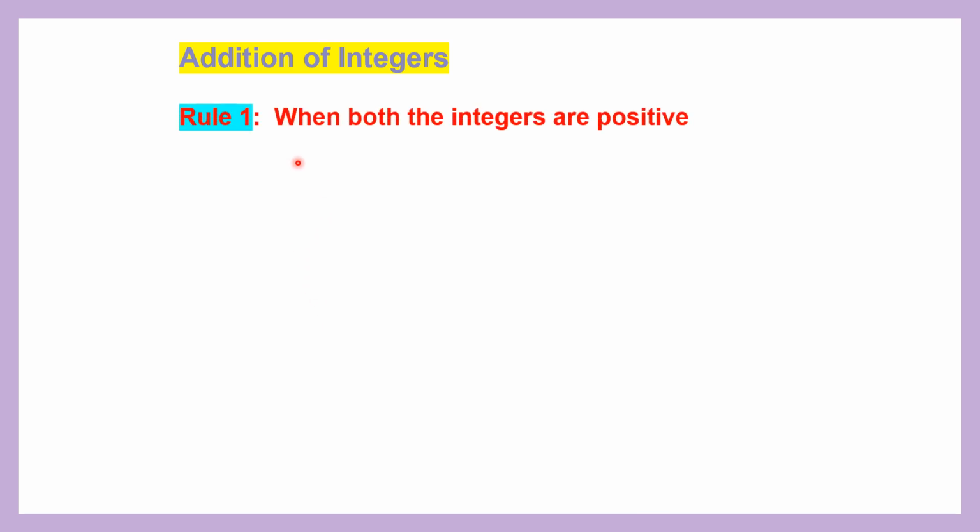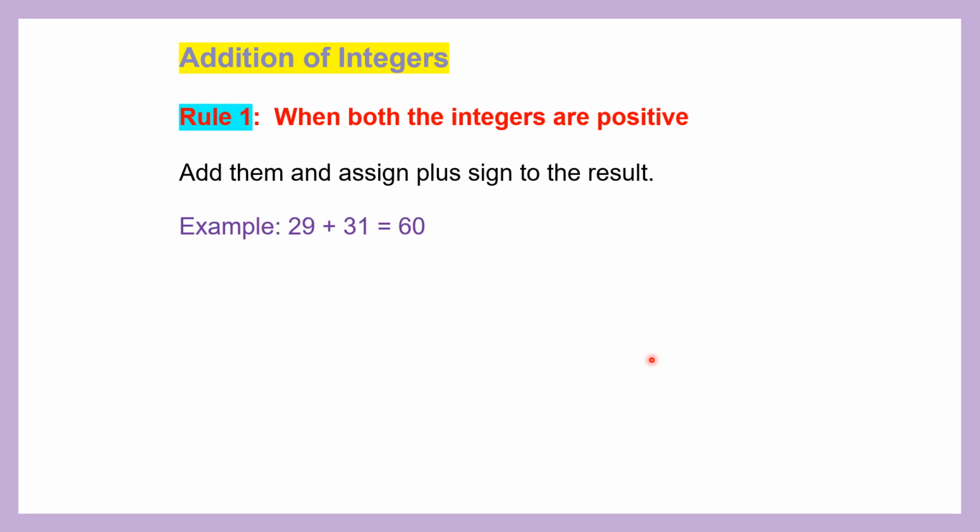So rule 1, when both the integers are positive, remember integers are negative or positive. Now when both the integers are positive, what do we do? We add them. So when both the integers are positive, we add them and then we need to give it a sign. We give it a plus sign. Okay, so we have an example here.